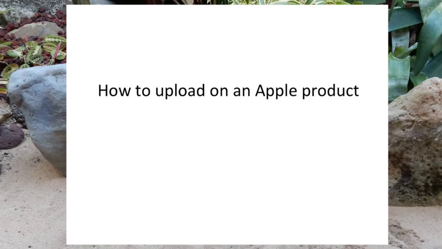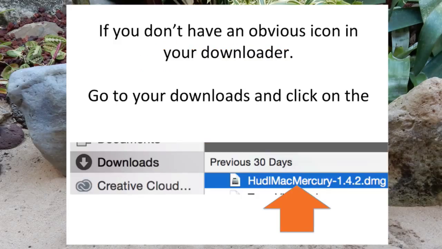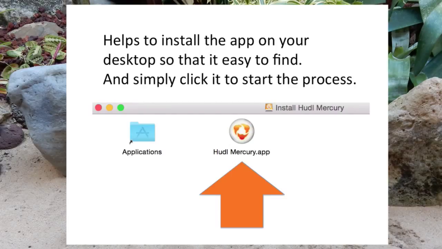Now, how to upload on an Apple product. Log into Hudl and click on the Install Video Uploader. You can track that down in your downloads, and you click on it and try to download that to your desktop. That really helps to install it on your desktop. It just makes finding it easy.